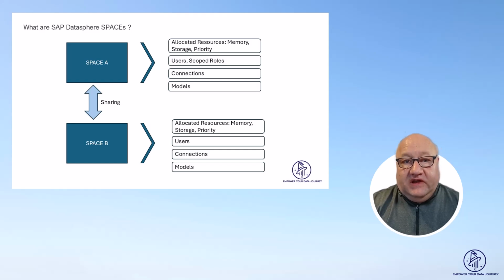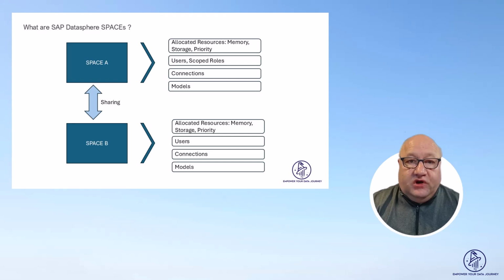So let's start with the isolation part. Spaces provide complete isolation for metadata objects, such as a model, and resources, ensuring that projects or teams can work independently without interference. For resource management, spaces allow you to define storage quotas, control the resource usage, and assign workload class priorities, ensuring efficient resource allocations. On the connection part, each space maintains its own source system connections and, for example, a common time dimension.